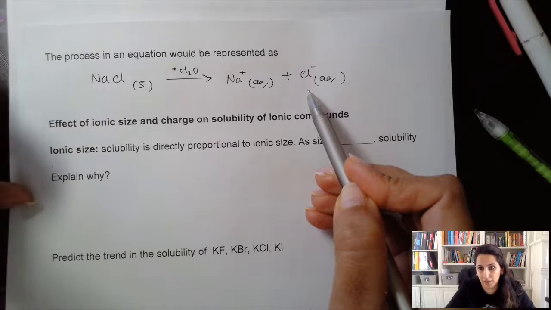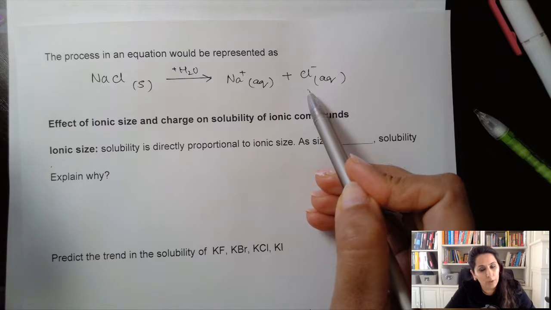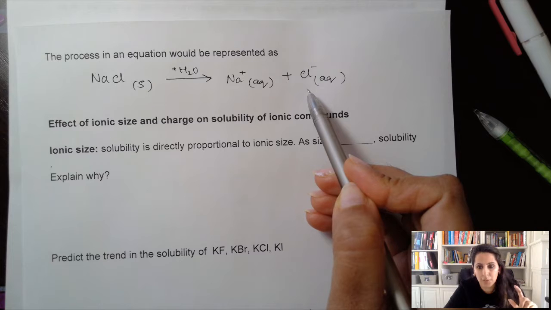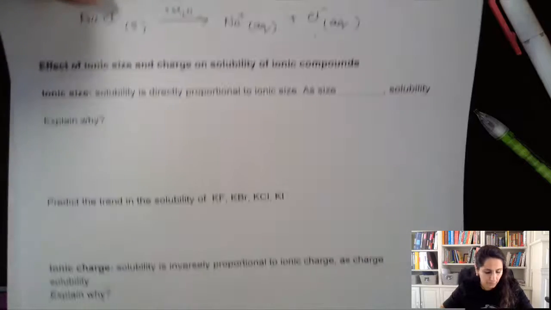It is not ionization. An example of ionization would be something like hydrogen chloride. So hydrogen chloride gas dissolving in water would produce new ions, the H plus ion and the chloride ion. So that process is ionization. We will talk about that again later.